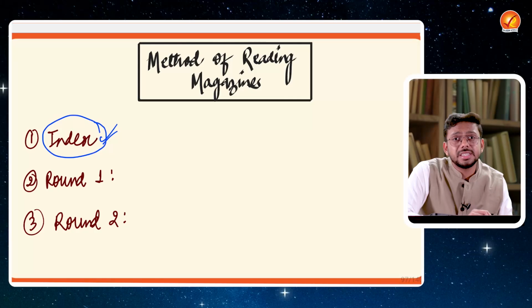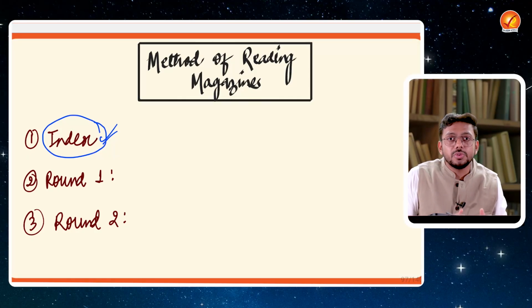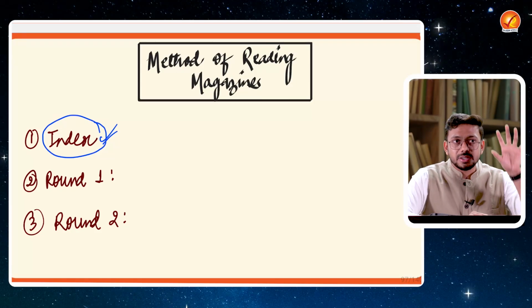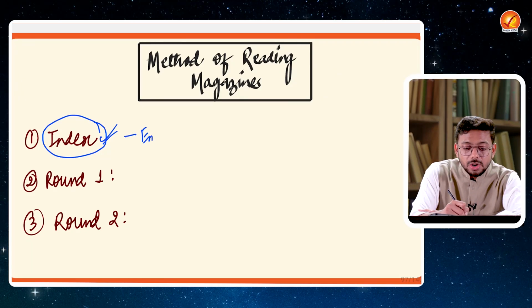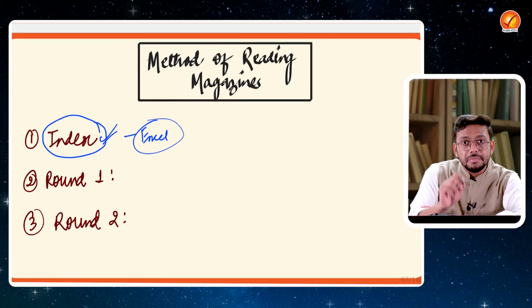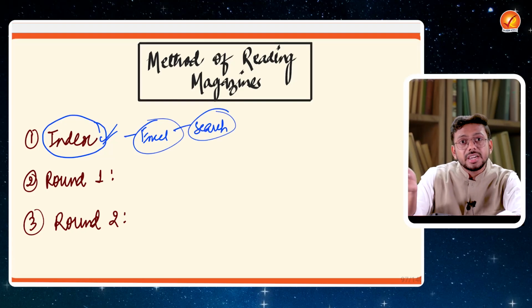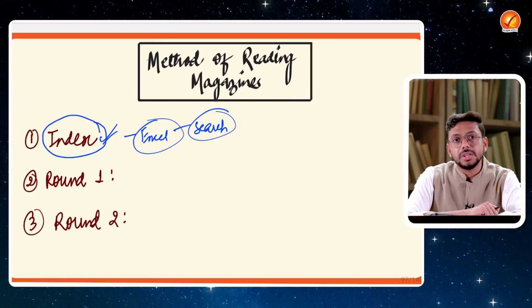That is where the indexing will come in. So if you're taking magazines as your primary source of information, then definitely what you need to do is to have a collection of index. Probably I would tell you, make an Excel of it. Whenever you're reading a magazine, make an Excel of it so that it's easier for you to search which article came in which particular month, and therefore you can consolidate your preparation.